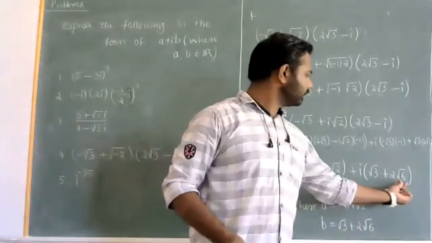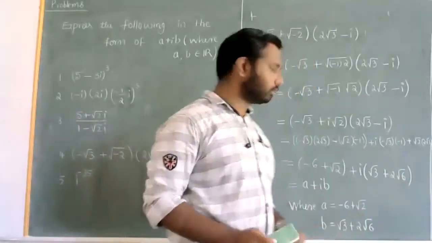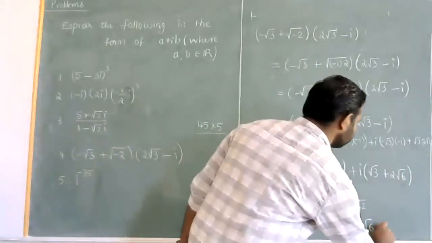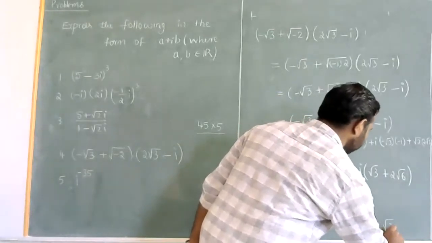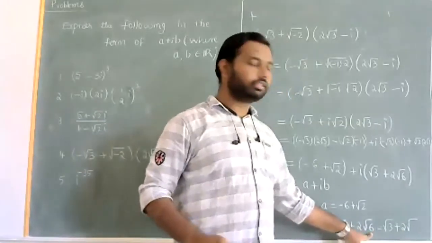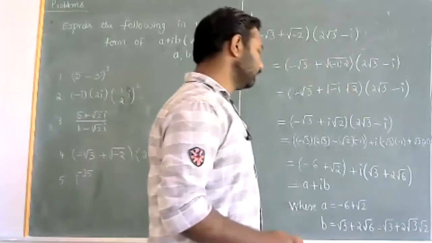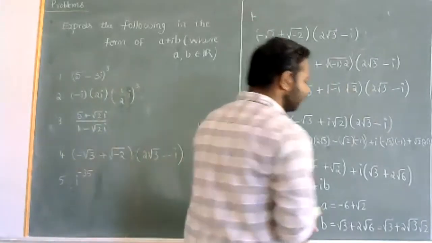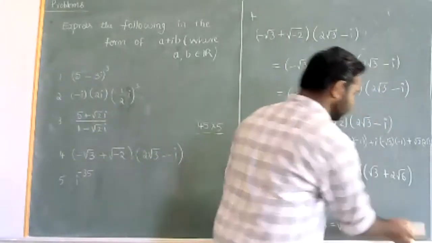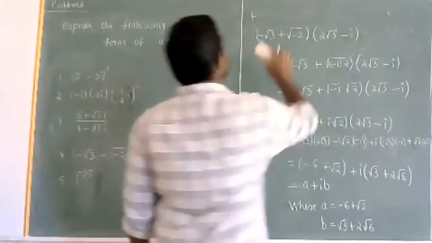Or you can simplify it further. Root 6 is root 2 into root 3, so root 3 plus 2 into root 3 into root 2. You can do it like that also, or you can keep it like this. So this is the fourth problem.